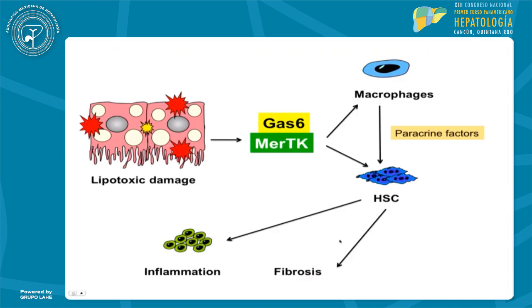So we are actually elucidating an axis involving MERTK where lipotoxic damage induced in hepatocytes leads to activation of MERTK via GAS6 that activates stellate cells by itself. This has already been published, and I didn't show you this data. They are in Journal of Hepatology. But also to the macrophages that, through paracrine factors, activate stellate cells. And we're actually now trying to identify which are these factors that are secreted by the macrophages.